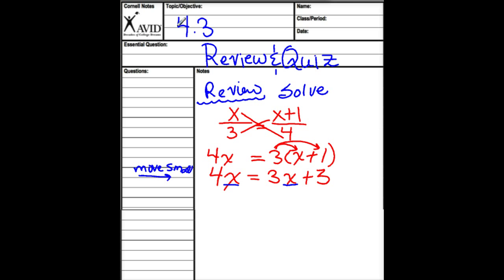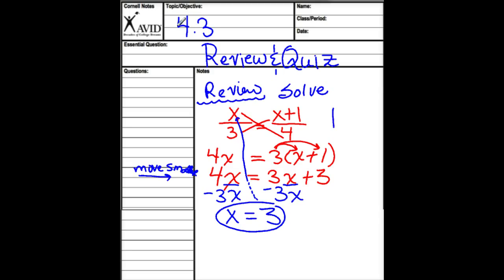So what is smaller, 4 or 3? And the answer is 3. So I'm going to move these over by subtracting from both sides. And I basically get x is equal to 3. And I'm done. Now again, these are really checkable. So before you turn in your quiz, you might want to plug yours in. 3 over 3 is 1 on the left. And on the right, I'll have 3 plus 1, which is 4, over 4 is 1. And those are completely in balance.